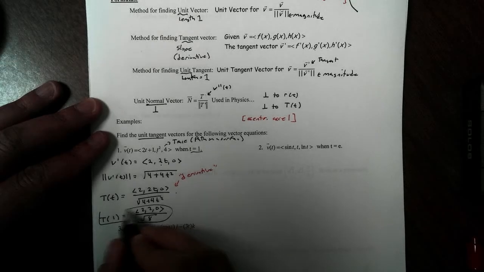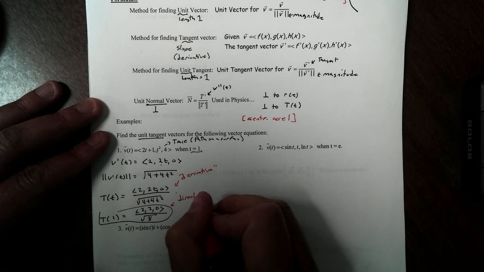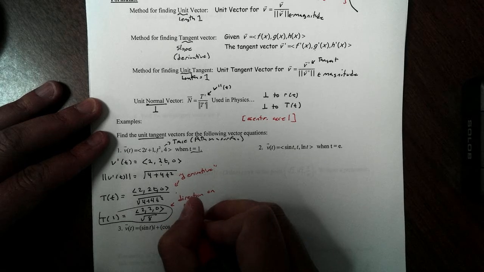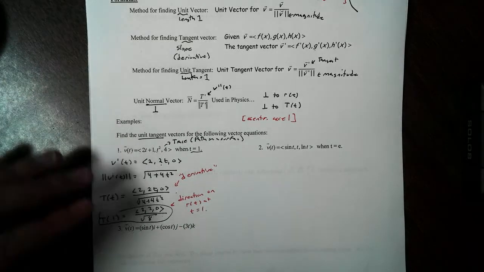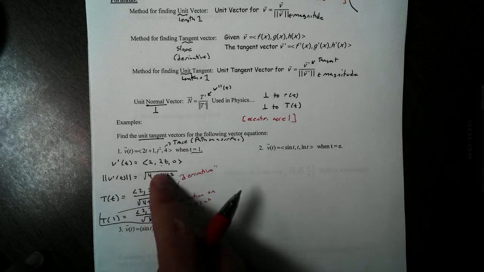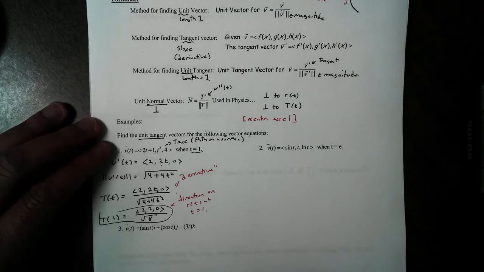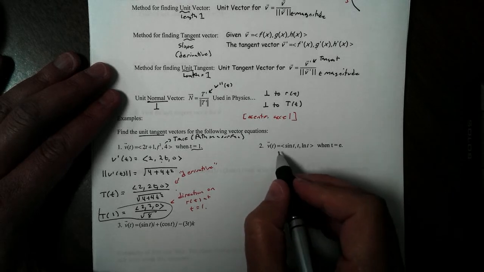And what this equation finds for us is the direction on r of t at t equals 1. So it's giving us the direction we are heading when t is 1 on that trace, or on that path. Very kind of neat to do. So let's take a look at number 2 right here.